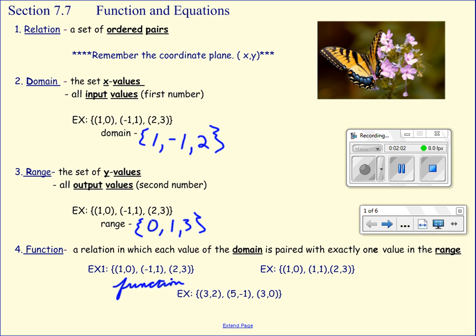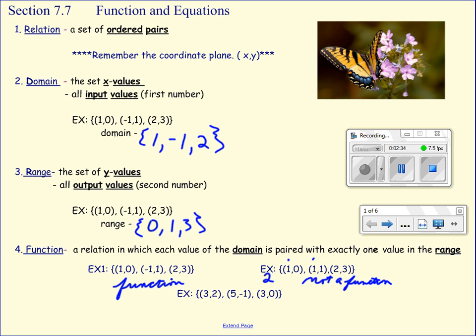In this next example, I'll put example 2 here. We have the ordered pairs (1, 0), (1, 1), and (2, 3). This is not a function, because this 1 is paired with 0, but it is also paired with a 1. So this is not considered a function.